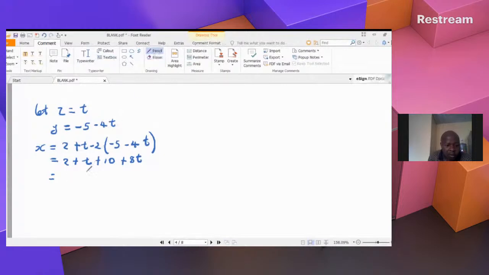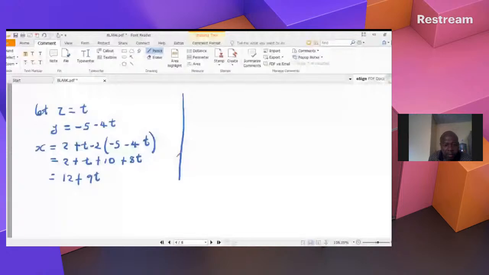So after collecting like terms, we realize that the constants give us 12. And this one is t plus 8t, which is 9t. These are done. So we have our values of x as 12 plus 9t, and then we have the values of y as negative 5 minus 4t, and then the value of z. So what is our solution?